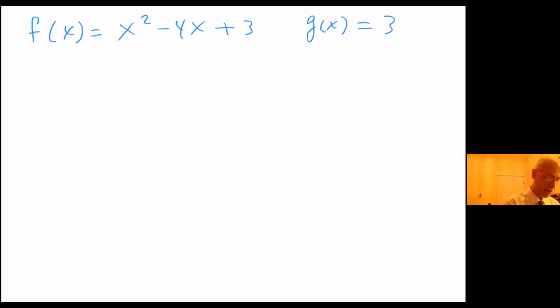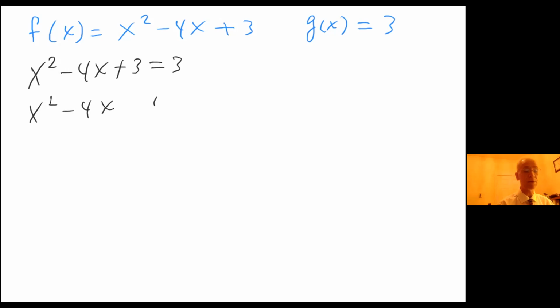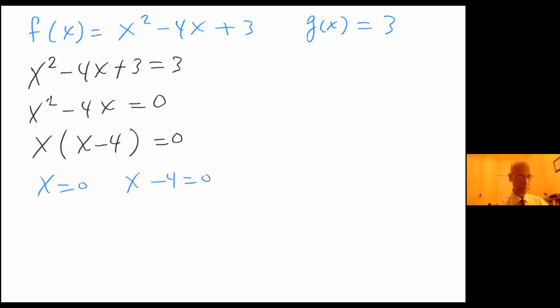I'm going to say that now x squared minus 4x plus 3 equals 3. Now, notice if I subtract 3 from both sides of this equation, I get x squared minus 4x equals 0. On the left-hand side, I can factor an x out. So x times (x minus 4) equals 0.